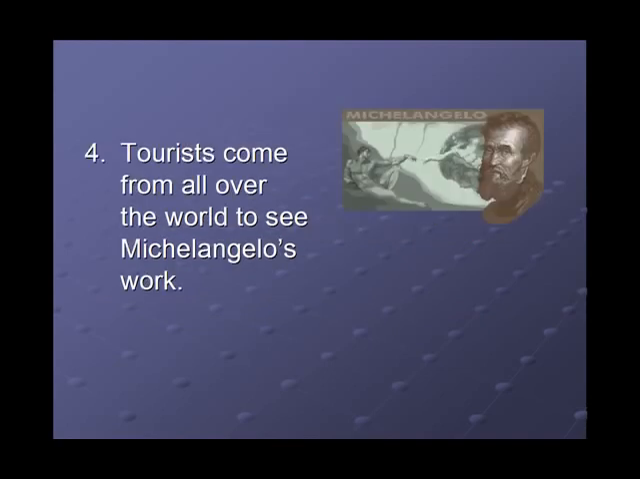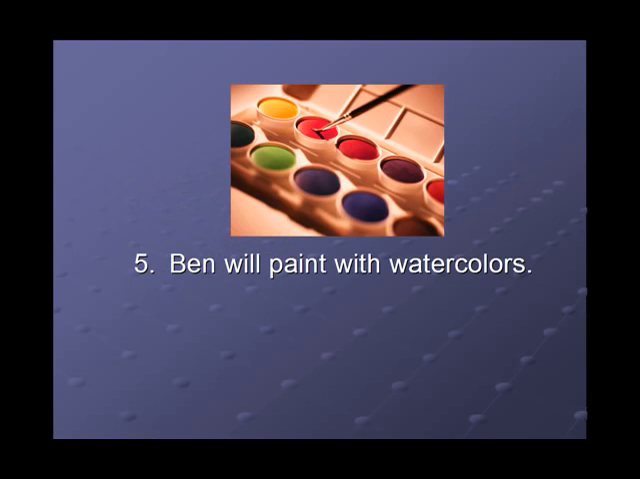4. Tourists come from all over the world to see Michelangelo's work. Is it possible to change it? No. The main verb of this sentence is come, and there is no object. Number 5. Ben will paint with watercolors. Is it possible to change it? No. The verb is will paint and there is no object. The verb is intransitive.